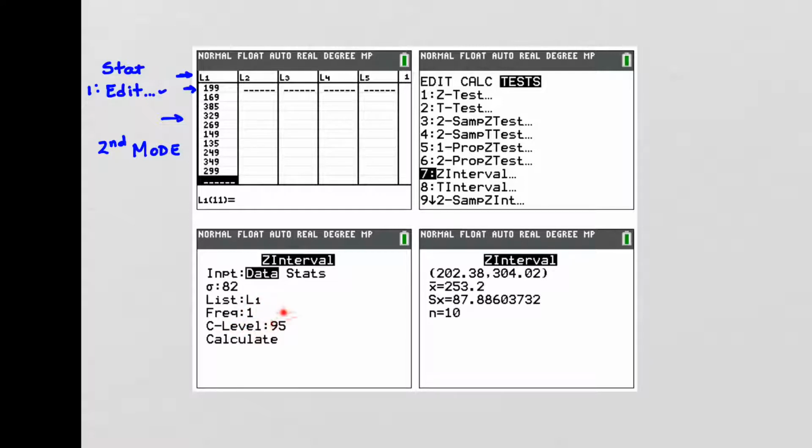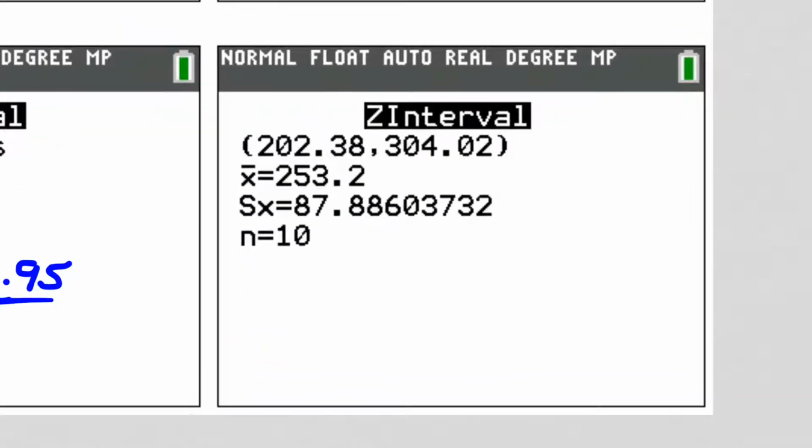And then your confidence level is 95%. You can either write in 95 or you can put in 0.95, and the calculator reads it the same way. So it's kind of weird. It's two different numbers, really, but the calculator knows you mean 95% either way. And then you go to calculate and hit enter. So now the calculator is giving us our answer. And so here we have our confidence interval.